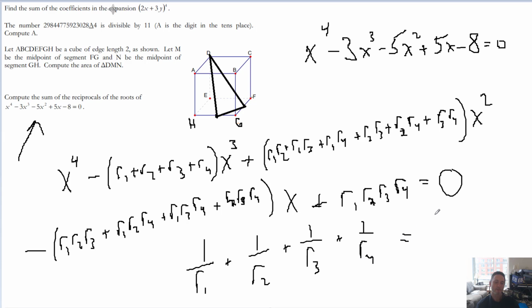What is that sum? Well, how do you add fractions? You need a common denominator. Our common denominator is going to be the product of the roots, right? The product of the roots. Let me just create some space here. You got all this? Because I'm going to have to use this space.